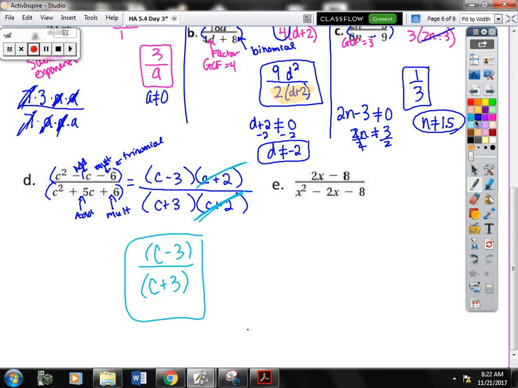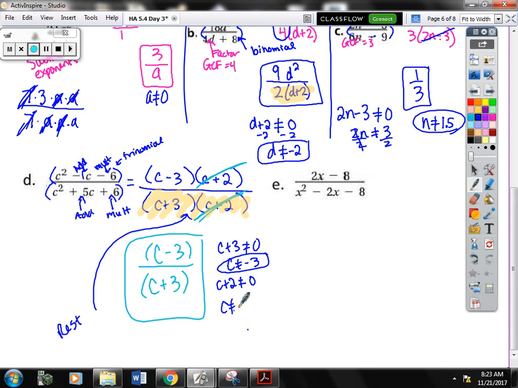Now, when we do our restrictions, we do want to do them on even the one that we divided out or canceled out. So we do have two restrictions here. We're going to have c plus 3 cannot equal 0, and c plus 2 cannot equal 0. Remember, when you're doing restrictions, the only thing you're focusing on is the denominator, but it does have to be the original denominator, which had the plus 2 in it. So we'll get two restrictions here. C cannot equal negative 3, and c cannot equal negative 2. Two values that cannot exist.